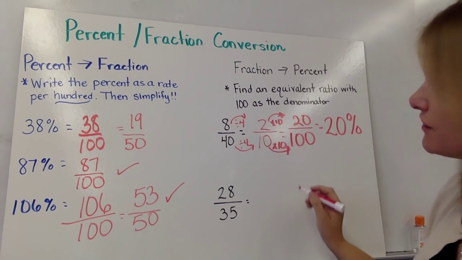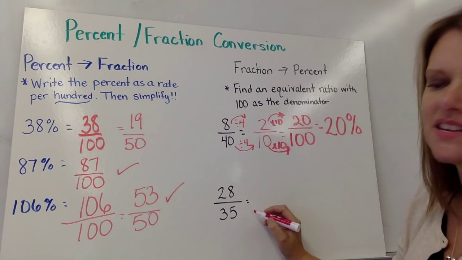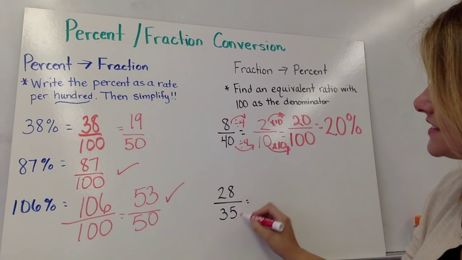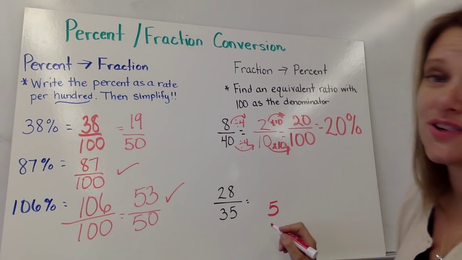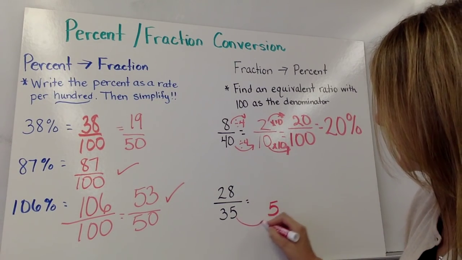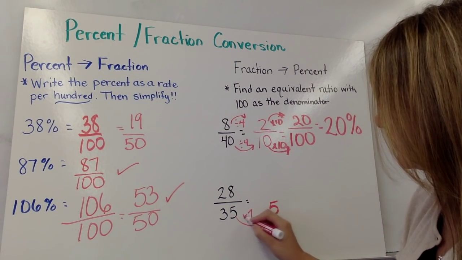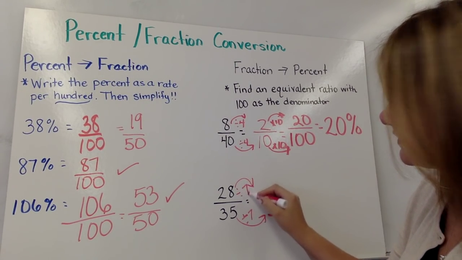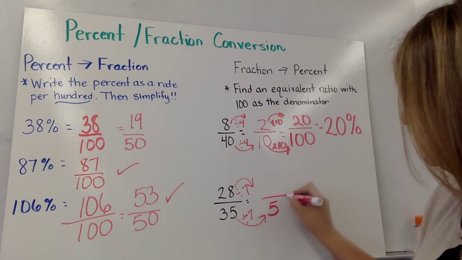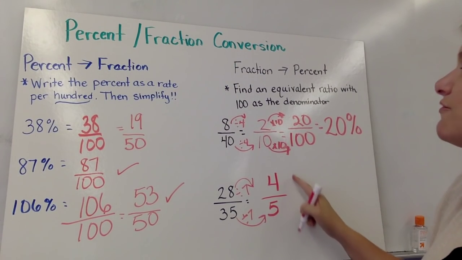Okay? Now with 35 on the bottom, I think, oh my goodness, how am I going to do that? But I can easily see that that's divisible by 7. So I can get it to a 5, because 5 goes in 100 very easily. So 35 divided by 7 gives me 5. 28 divided by 7 gives me 4. So now I have 4 fifths.